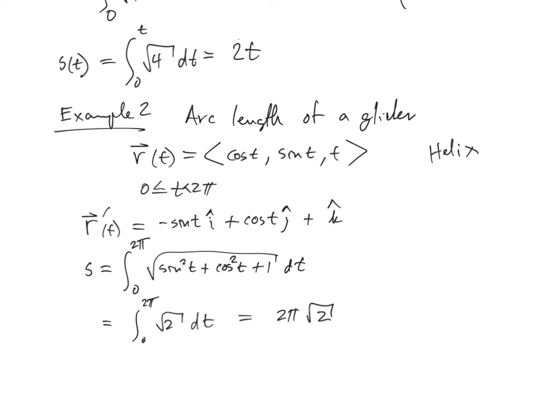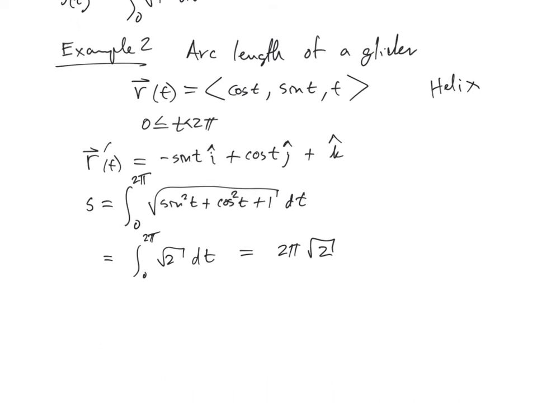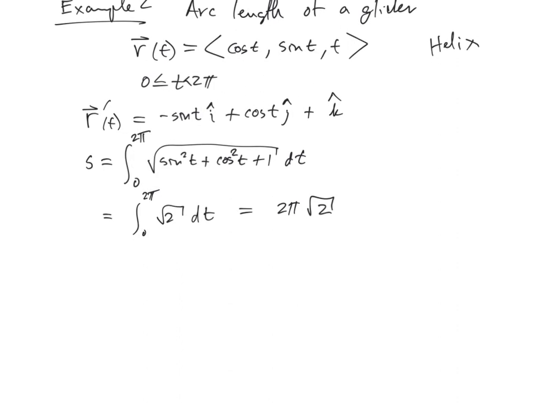So we got a pretty simple equation for arc length: the integral of the square root of r prime dot r prime dt. Okay, any questions about that? Okay, a couple of things we can say. We can think of arc length, obviously, as the displacement along a curve.